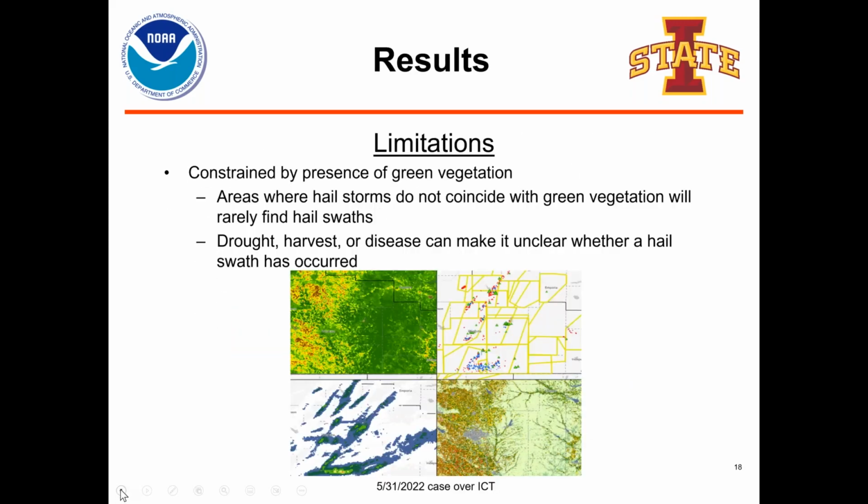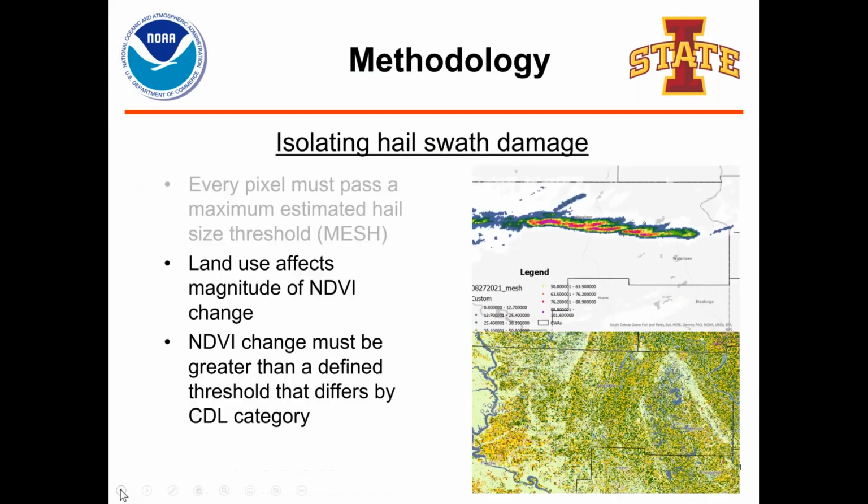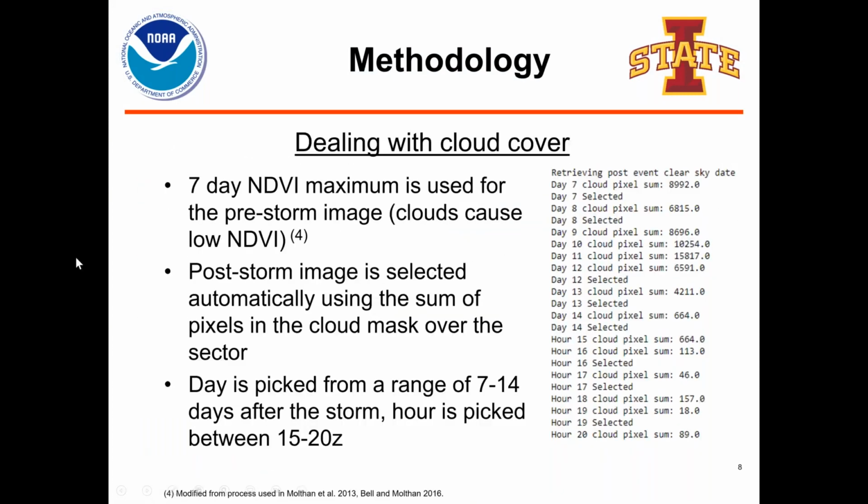Yes, let's see here. If I actually had an output in the program, this is what it would look like going through the logic of selecting those clear sky days. The pre-storm image that we use is a 7-day NDVI maximum. Because clouds cause low NDVI, that's why we can use it for the pre-storm image, and it will eliminate pretty much all cloud cover most of the time.